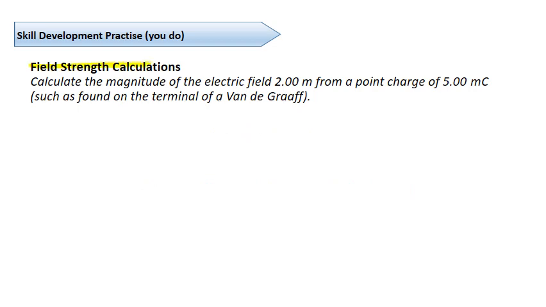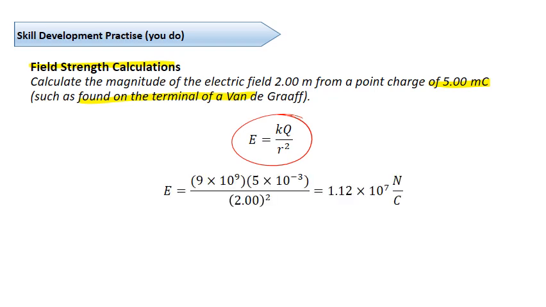Another problem for us, some field strength calculations. Calculate the magnitude of the electric field 2 meters from a point charge of 5 microcoulombs. This type of charge is what you would find on the terminal of a Van de Graaff. First thing I need is I'm going to actually have to combine my formula. I gave this one to you earlier, but it's combining the formula for the field strength as well as the electric field formula.